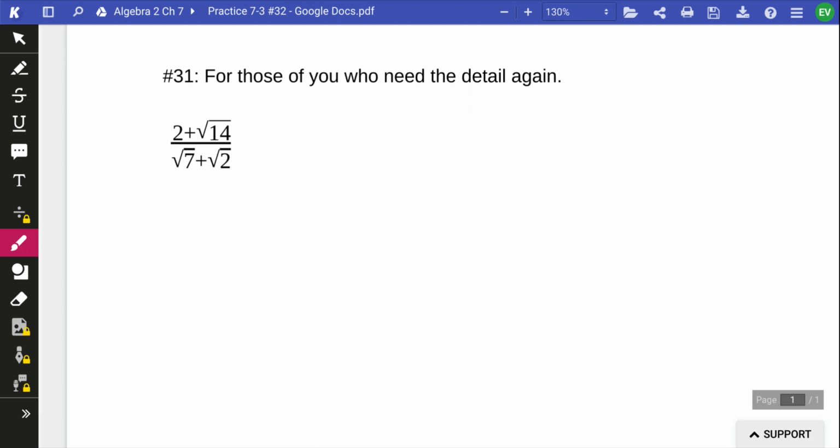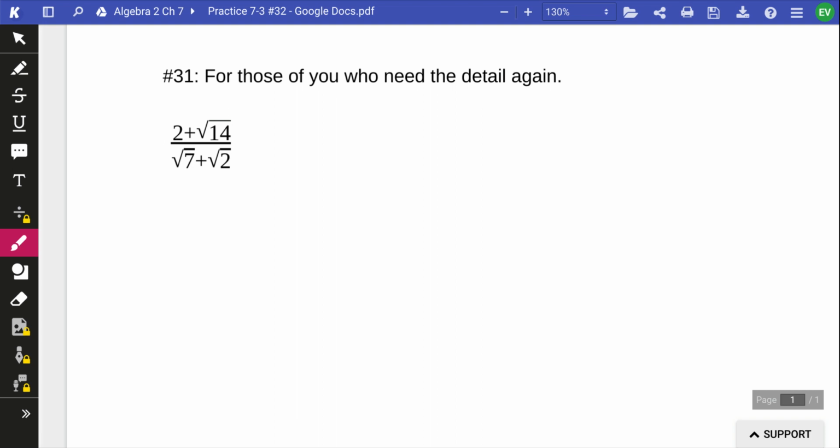Those of you who didn't understand all the detail for number 31 today in class, I just figured I'd go over it one more time for you. So for this one, we are rationalizing denominators. Remember, we don't want to have square roots in the denominator.